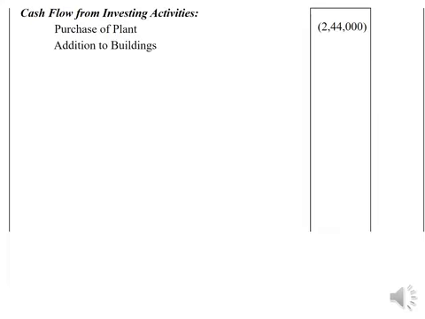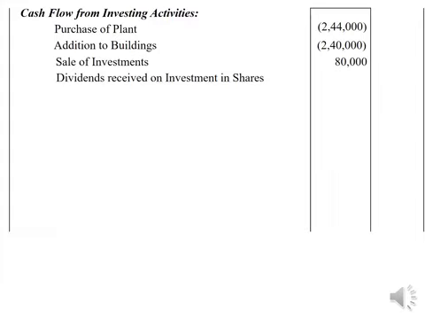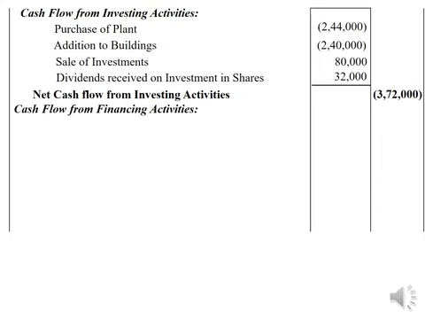Purchase of building, it is given in the problem directly 2,40,000. Negative figures both. Sale of investments are there 80,000. So dividends were received on investments in shares of other companies worth rupees 32,000. Balancing these four items, we get 3,72,000 minus figure as cash flow from investing activities.